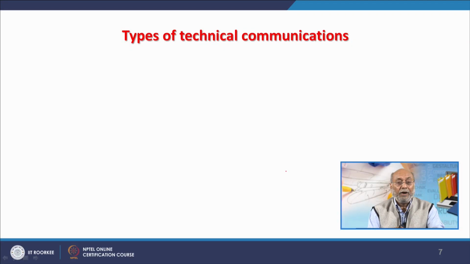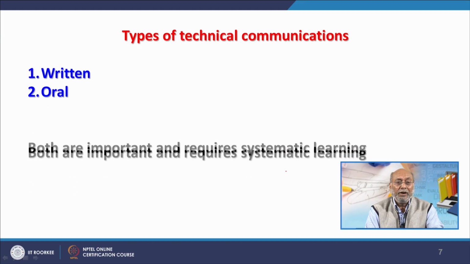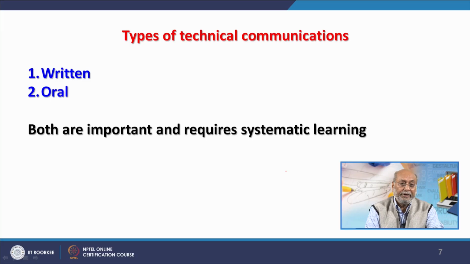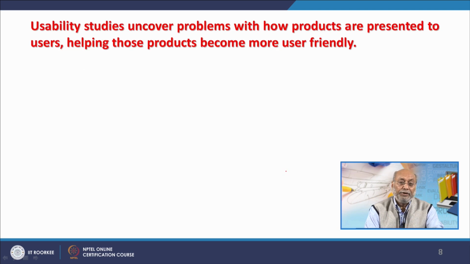Now, as I have said in the beginning, we will also be discussing in this lecture the types of technical communication. Two major types we have discussed: first is the oral and then, of course, the written. Both are important and require systematic learning. So, this is what we are going to do in this course: we will try to see how systematic learning can be done.